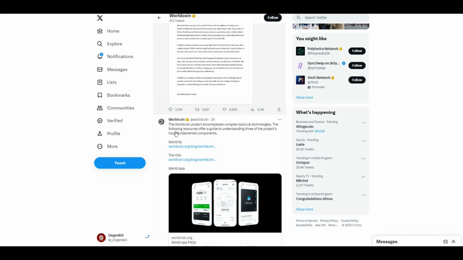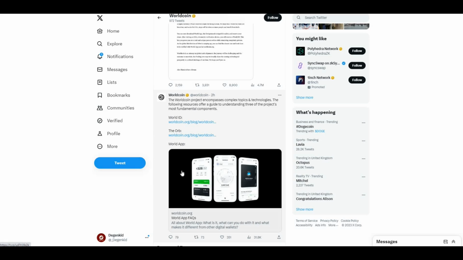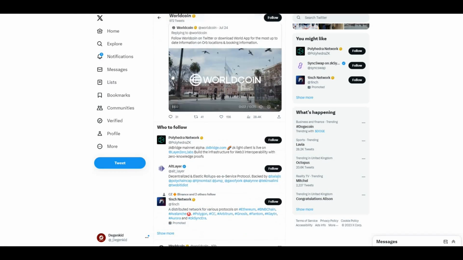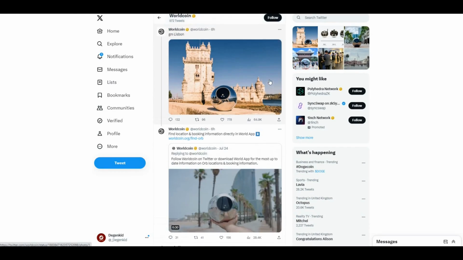So the Worldcoin project encompasses complex topics and technologies. The following resource offers a guide to understanding three of the project's most fundamental components. And here you can click on these links and just get a bit more insight about the different components that the project is offering.